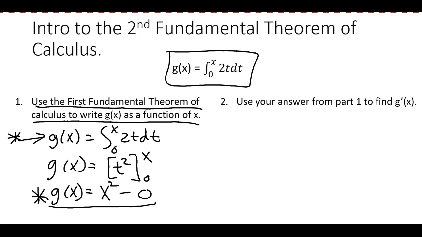All right. Now, number 2 says, use your answer from part 1 to find g prime. So what is g prime then? If g of x equals x squared minus 0, what's g prime? It's 2x. Now, a couple of things I want you guys to notice. This is pretty much the same thing as that, right? And that should make sense. Because isn't a derivative the opposite of an integral? So if we integrate it, and then we take the derivative of it, wouldn't that just take us back to what we integrated in the first place?